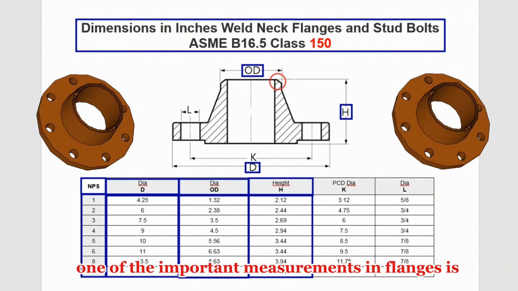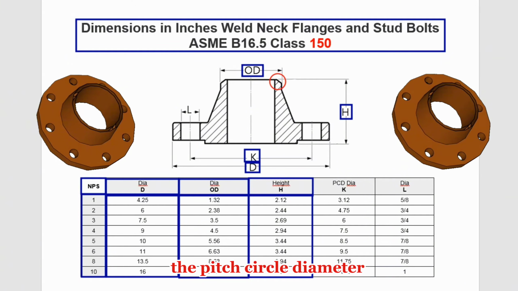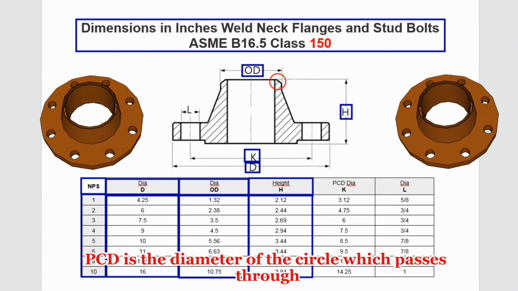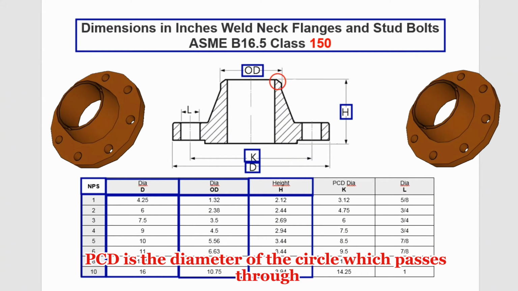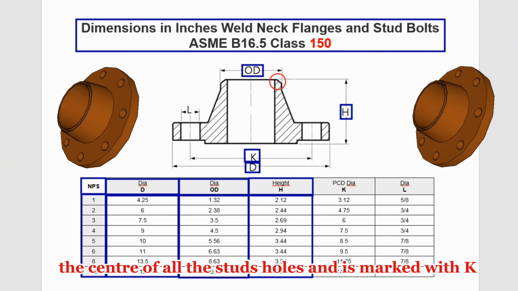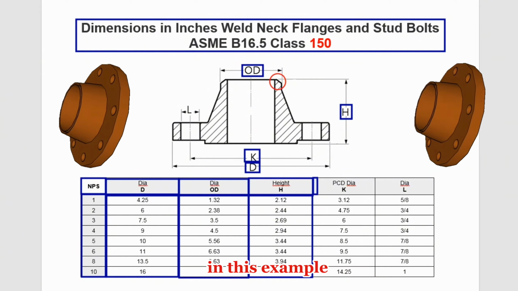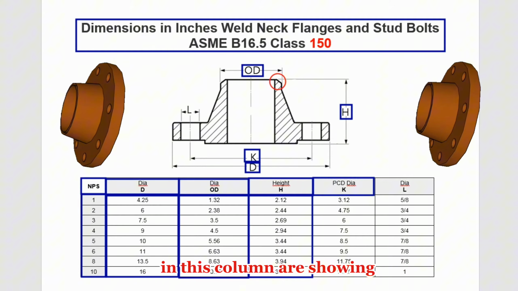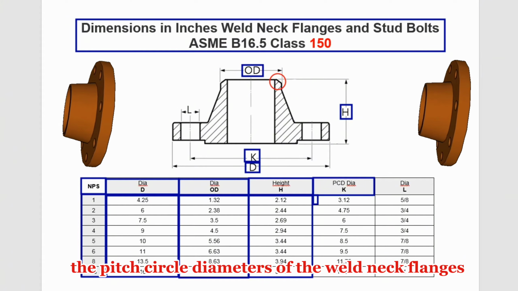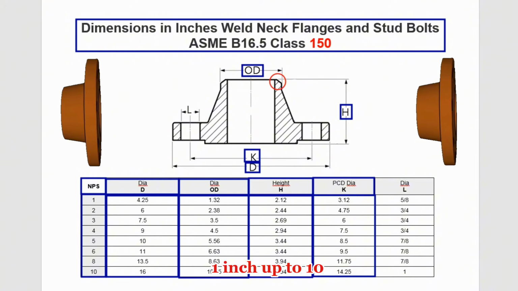One of the important measurements in flanges is the measurement called PCD. The pitch circle diameter, PCD, is the diameter of the circle which passes through the center of all the stud holes, and is marked with K in this example. This column shows the pitch circle diameters of the weld neck flanges from 1 inch up to 10.